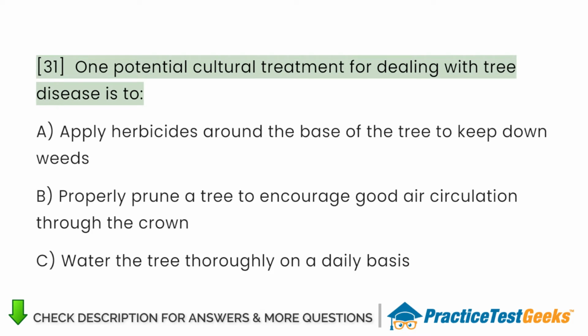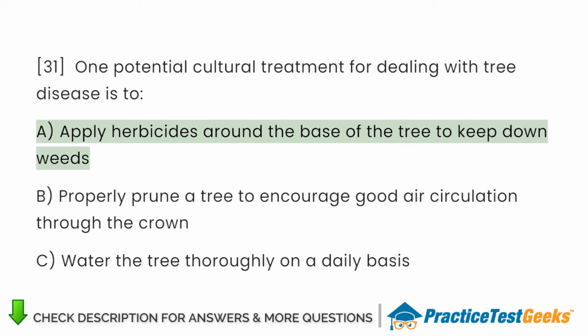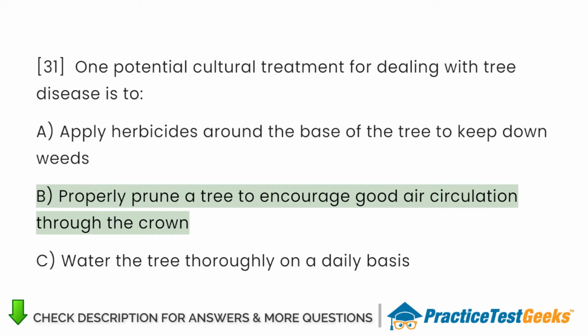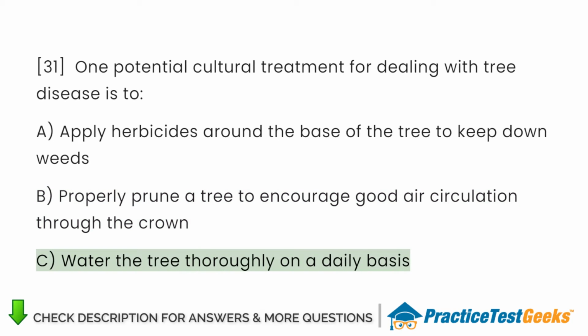One potential cultural treatment for dealing with tree disease is to A. Apply herbicides around the base of the tree to keep down weeds. B. Properly prune a tree to encourage good air circulation through the crown. C. Water the tree thoroughly on a daily basis.